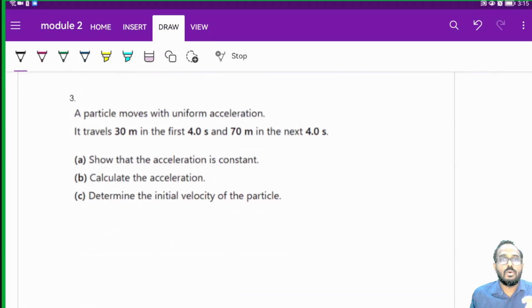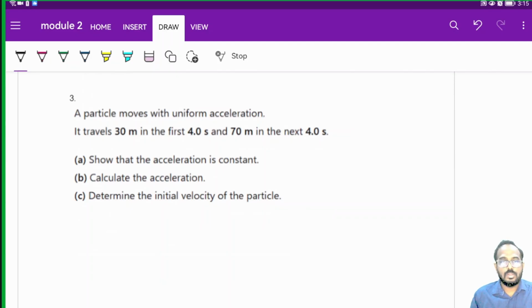A particle moves with uniform acceleration. It travels 30 meters in the first 4 seconds and 70 in the next 4 seconds. Okay. So you need to show that the acceleration is constant, calculate the acceleration, and determine the initial velocity of the particle. Okay, pause the video and do it.